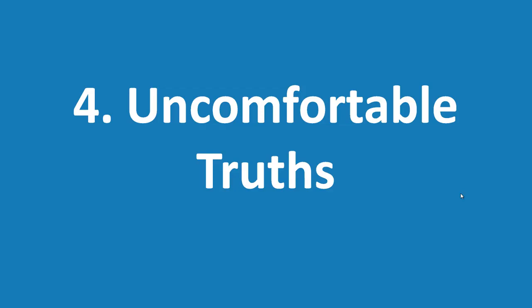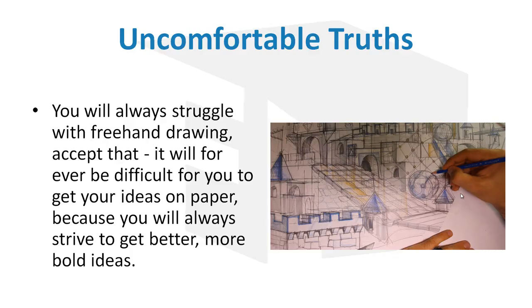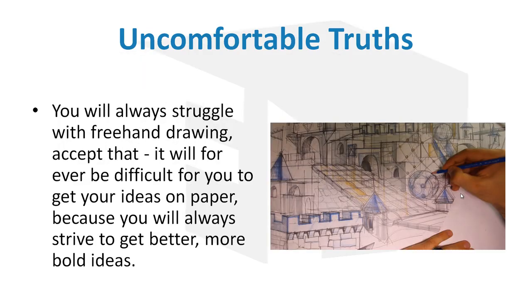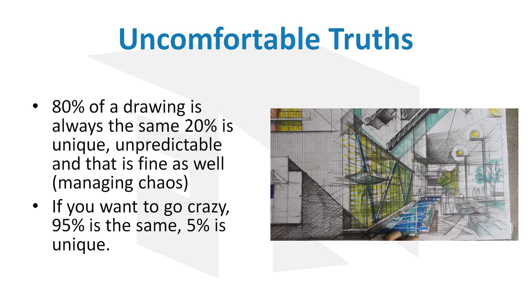Right, so uncomfortable truths that you need to master. This is the 4th pillar of freehand drawing. You'll always struggle with freehand drawings. You'll never get 100% correct lines. You can't do that. You're basically an organism on planet Earth, right? We're not robots. We can't be perfect, and we don't need to be perfect. That's the good part. 80% of drawing is always going to be the same, and 20% is unique. So it's quite repetitive at a stage.